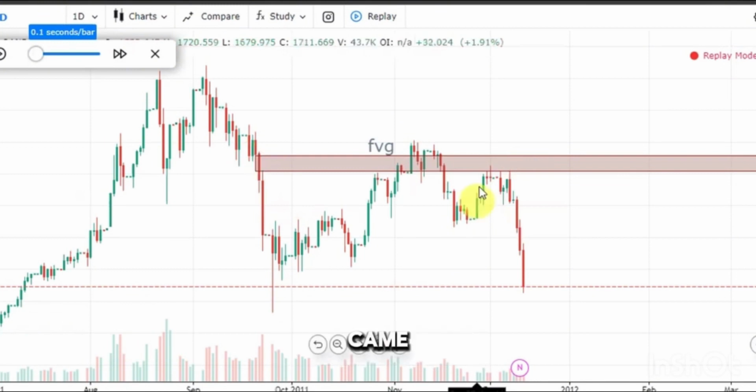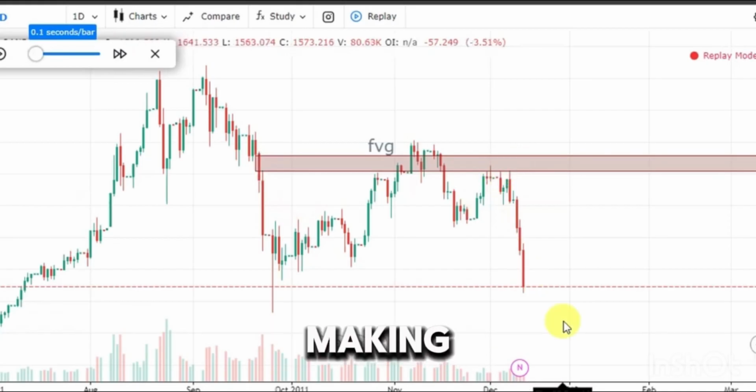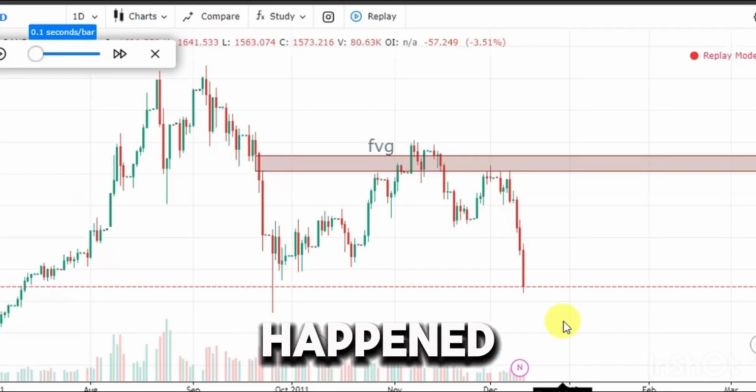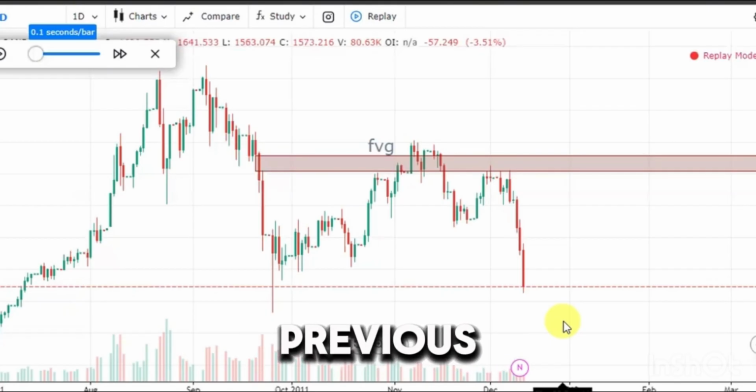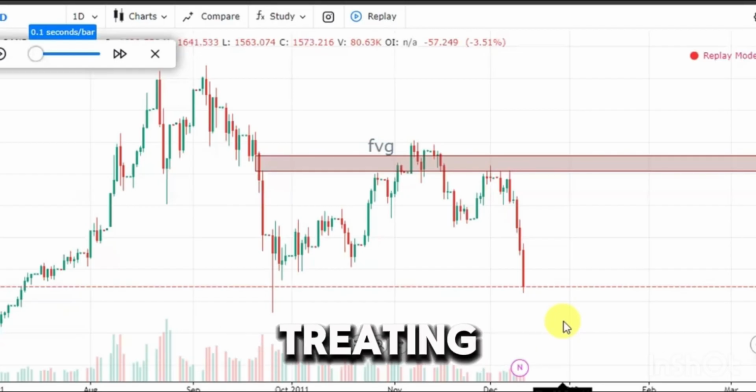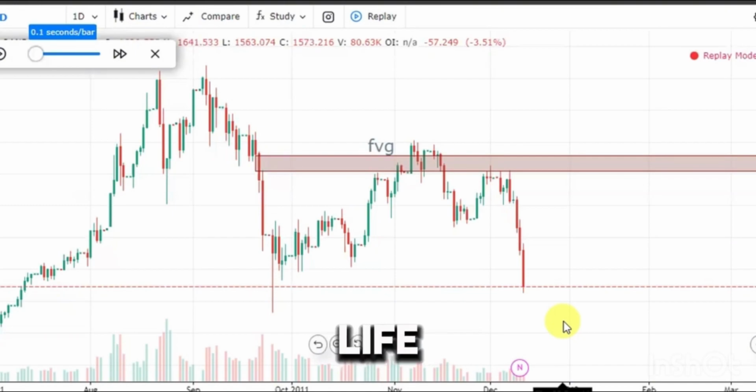We saw where price came in, tapped in, and sold off, right? So this is what you're looking for when you're making the trade, taking the trade. You look for these fair value gaps and so forth. But that's it. It's the same thing that happened in the previous session, where we saw price tapped into the fair value gap in the liquidity. The same thing happened right here. So guys, just look out for this, incorporate it in your trading, and it will definitely help you a lot.